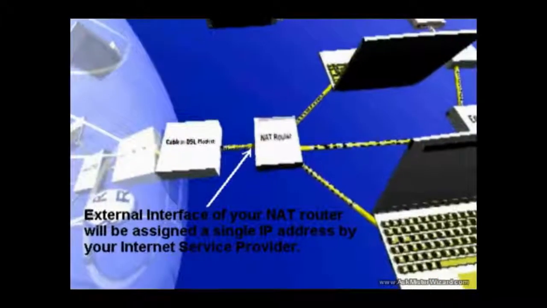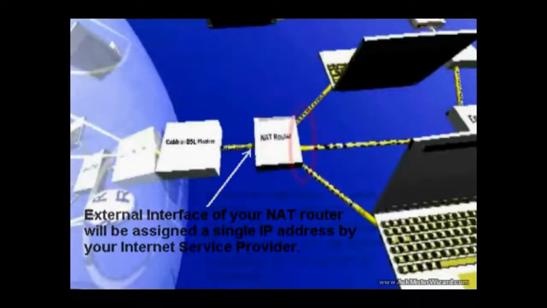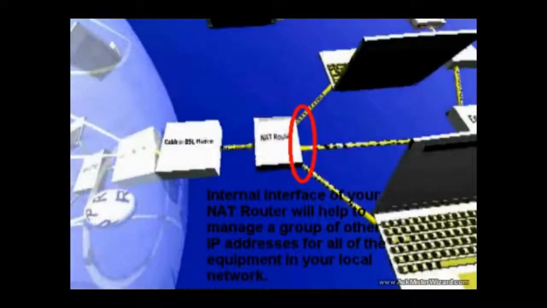If yours is a typical small network using a low-cost cable or DSL Internet connection, the external Ethernet interface of your router will be assigned a single IP address by your Internet service provider. That public IP address will probably change from time to time, because most ISPs like to assign and reassign public addresses dynamically as they are needed. The internal interface of your router will use NAT technology to help you manage a group of local IP addresses. When you connect a computer, print server, or file server to your local area network, its Ethernet interface will need an IP address from that group. Most small NAT routers can manage a group of up to 256 local IP addresses.